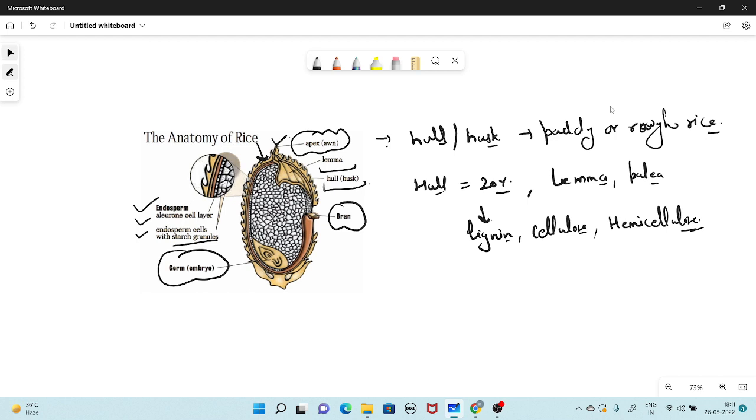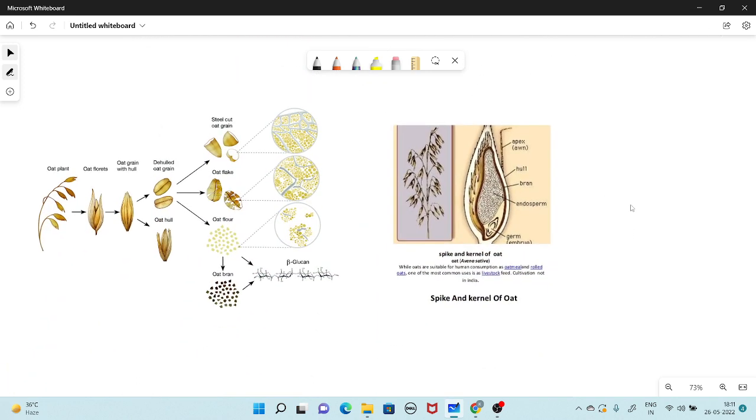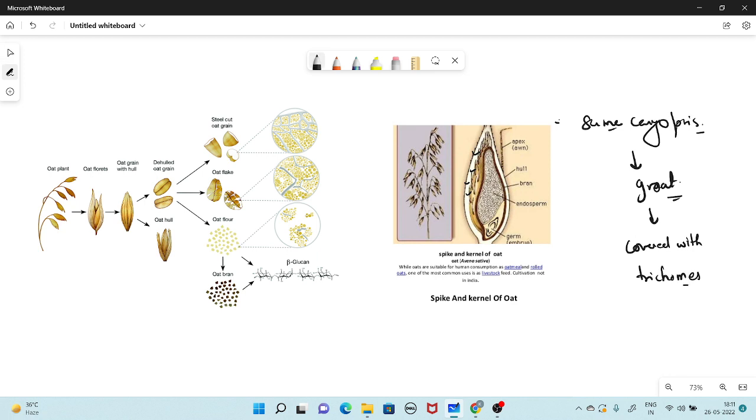Now let's talk about another seed variety, oats. Oats also have the same caryopsis in their structure like the others, and they are called groats. They are covered with trichomes. As you can see in this image, these are hairy-like structures. These trichomes are not present in the other types of cereals which we discussed.